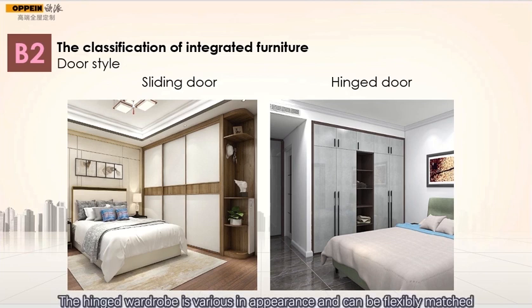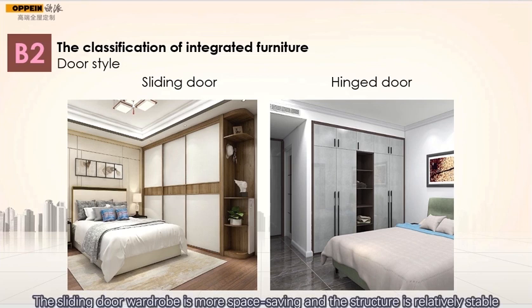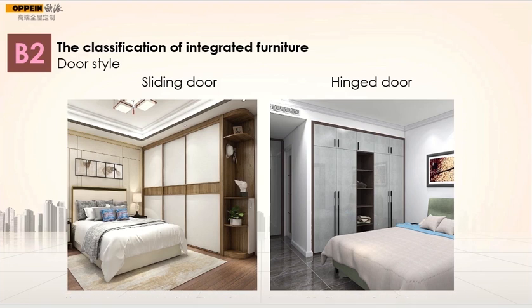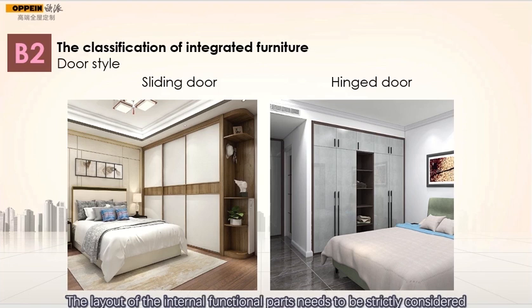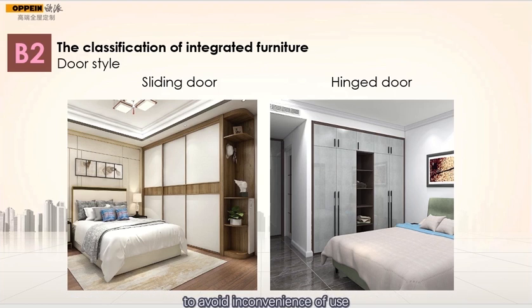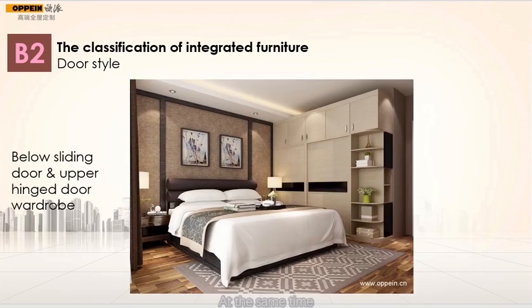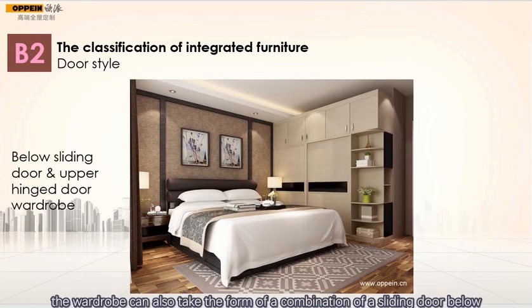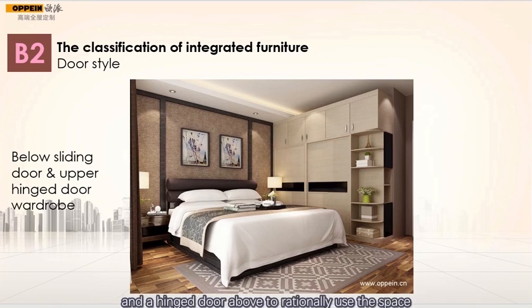The hinged door wardrobe is various in appearance and can be flexibly matched. The sliding door wardrobe is more space-saving and the structure is relatively stable. The layout of the internal functional parts needs to be strictly considered to avoid inconvenience of use. The disadvantage is that the view range is small. At the same time, the wardrobe can also take the form of a combination of a sliding door below and a hinged door above to rationally use the space.